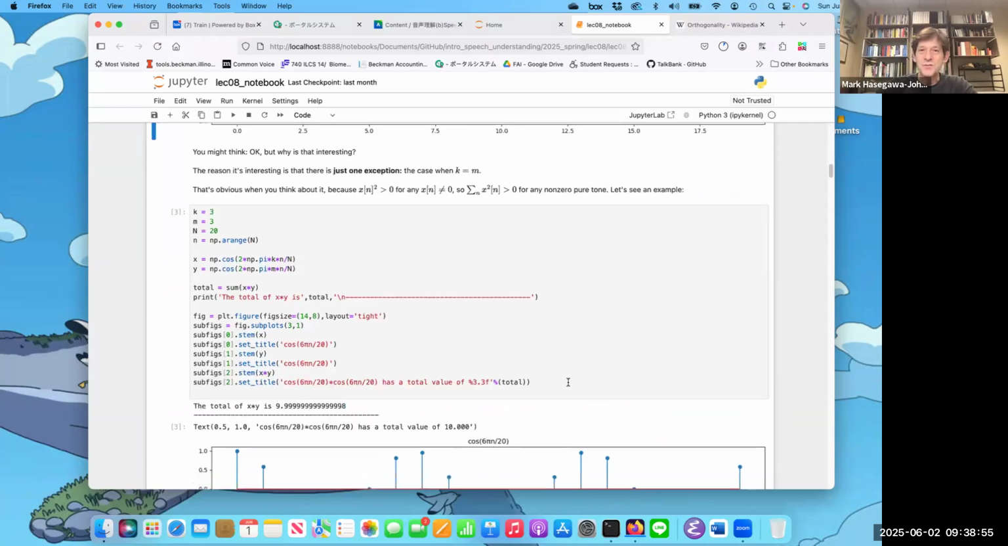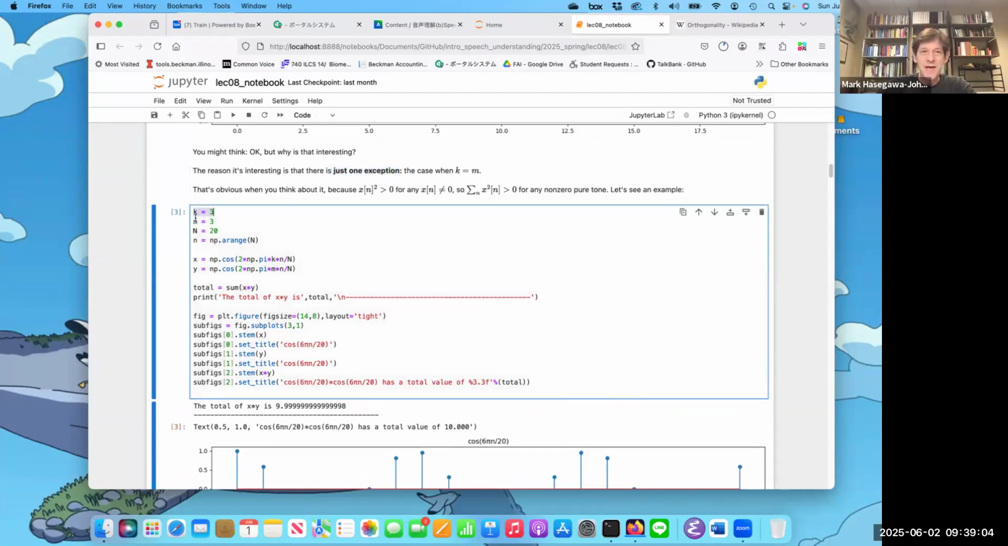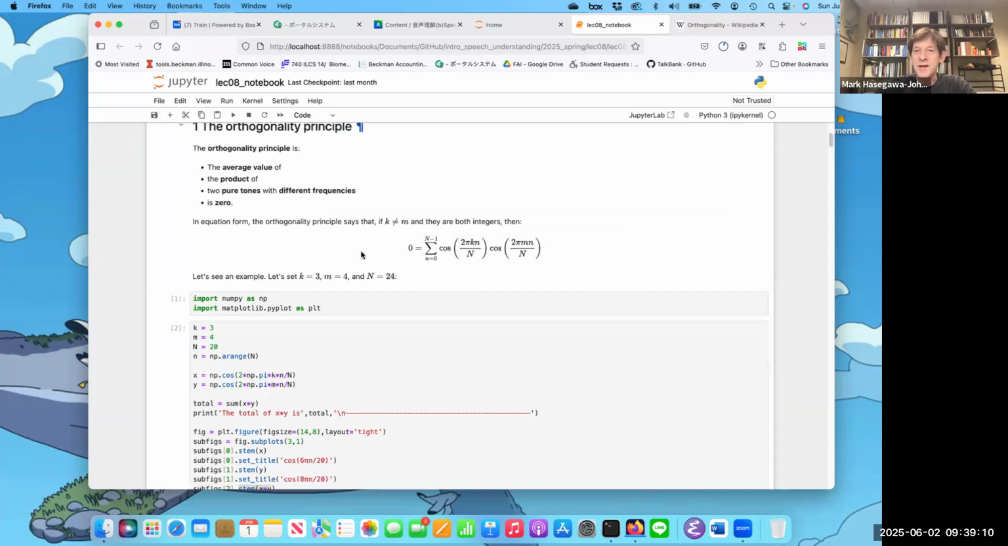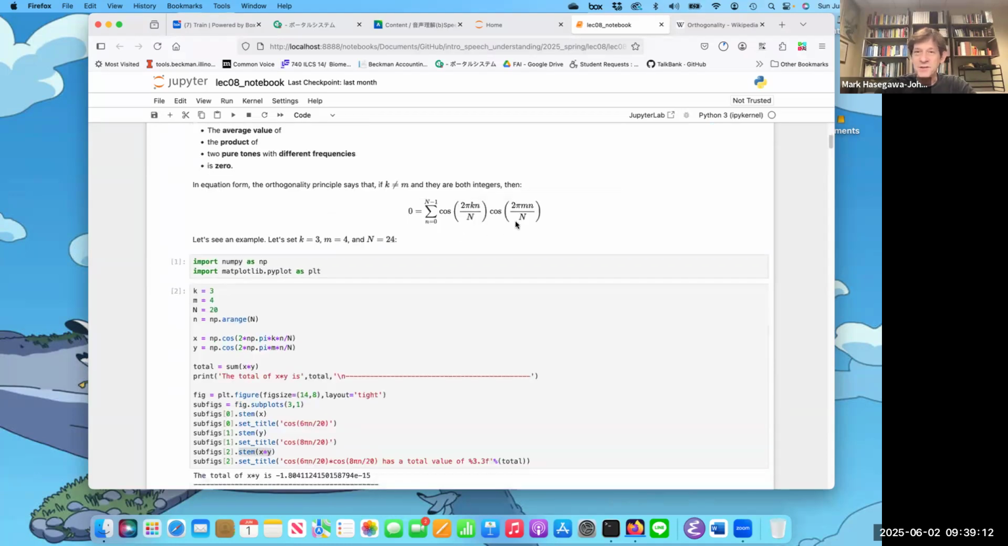And that turns out to be useful because there's one exception. There's just one exception, when k is equal to m. If I take k equals 3 and also m equals 3, right? If k is equal to m, let's go back and look at this magic formula. Here's the magic formula. This is the most important formula. If k is not equal to m, multiplying a cosine by some other cosine gives something that has an average value of 0. But suppose k is equal to m.